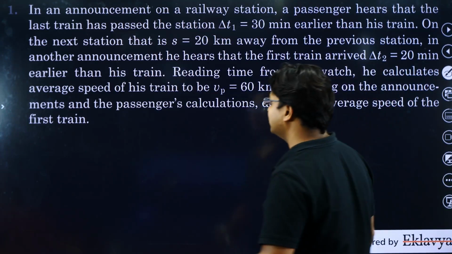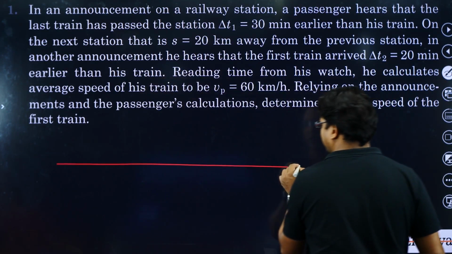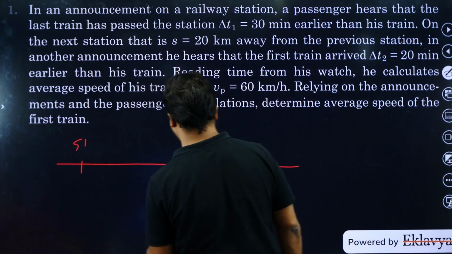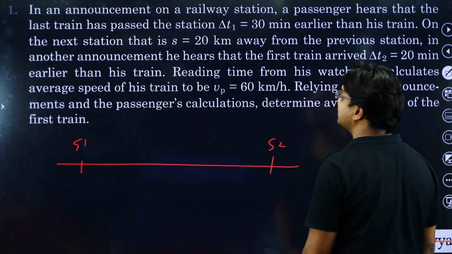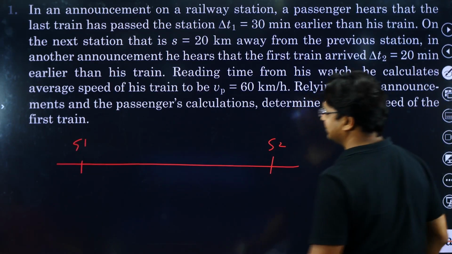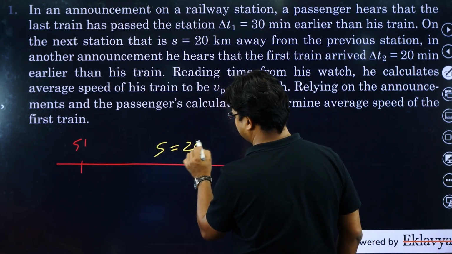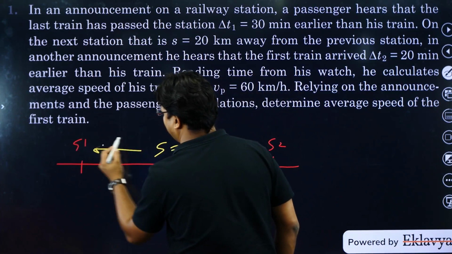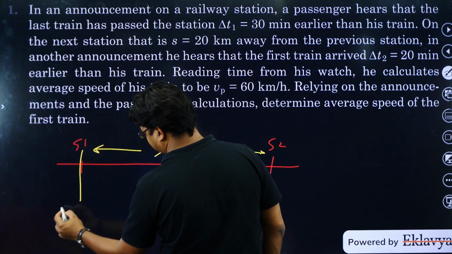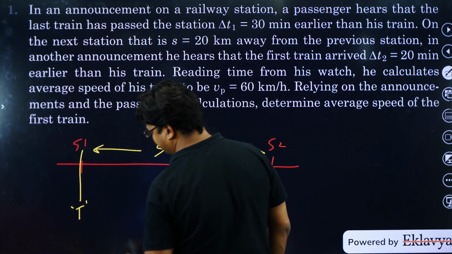Alright guys, so the situation is this. Let me break down the situation for you. This is the route. Let's say this is station 1. Let's say this is station 2. The distance between station 1 and station 2 is 20 kilometers, which is denoted by the symbol S. So this is 20 kilometers. Now let's say the passenger was here at some time. Let the time be t.